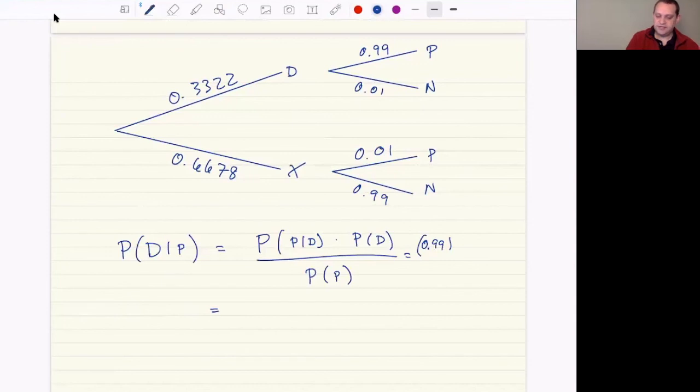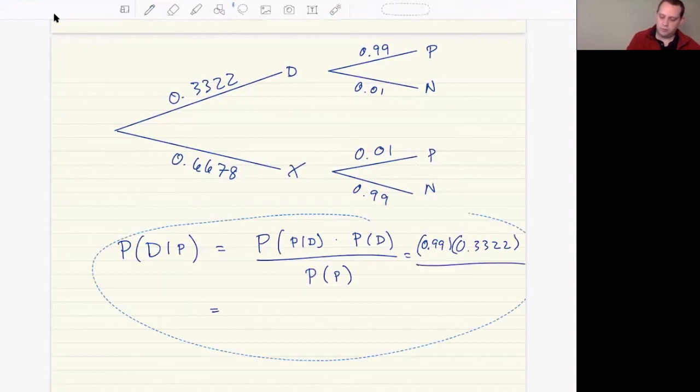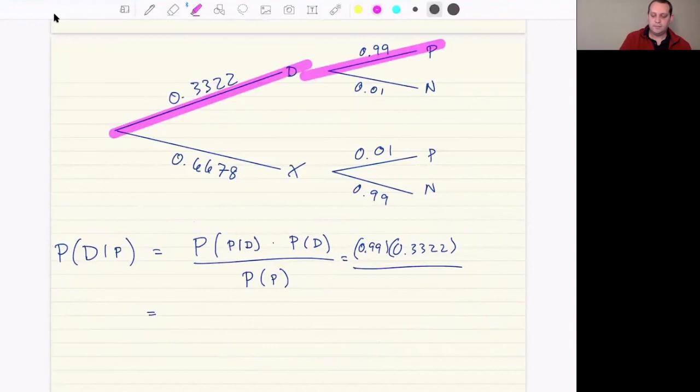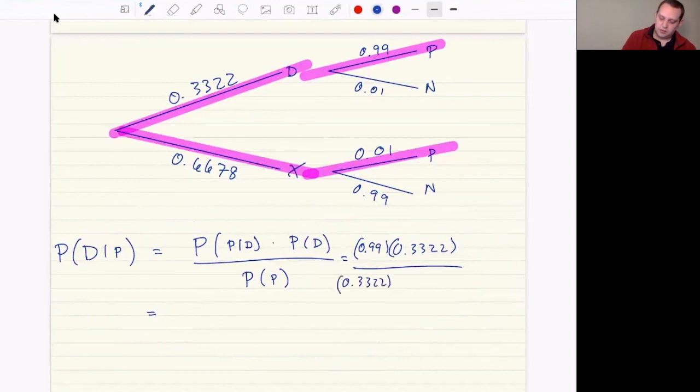The probability of D is going to be 0.3322. And I can already tell I'm going to run out of room. And the probability of P, we're again going to think about all the routes to get to P, so we can either have the disease or not. So that's going to end up being 0.3322 times 0.99 plus 0.6678 times 0.01. And then let's plug this in, and I'll have you check my numbers here.